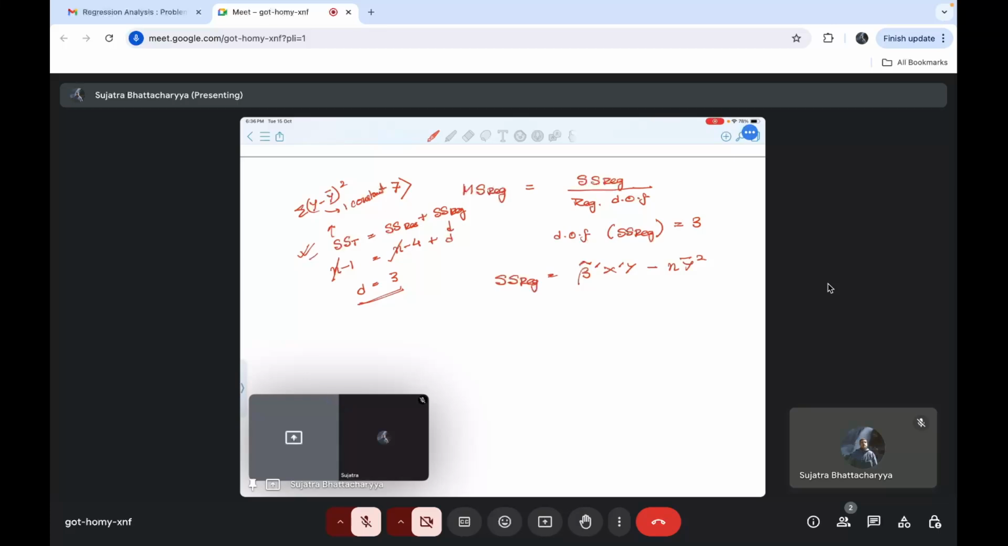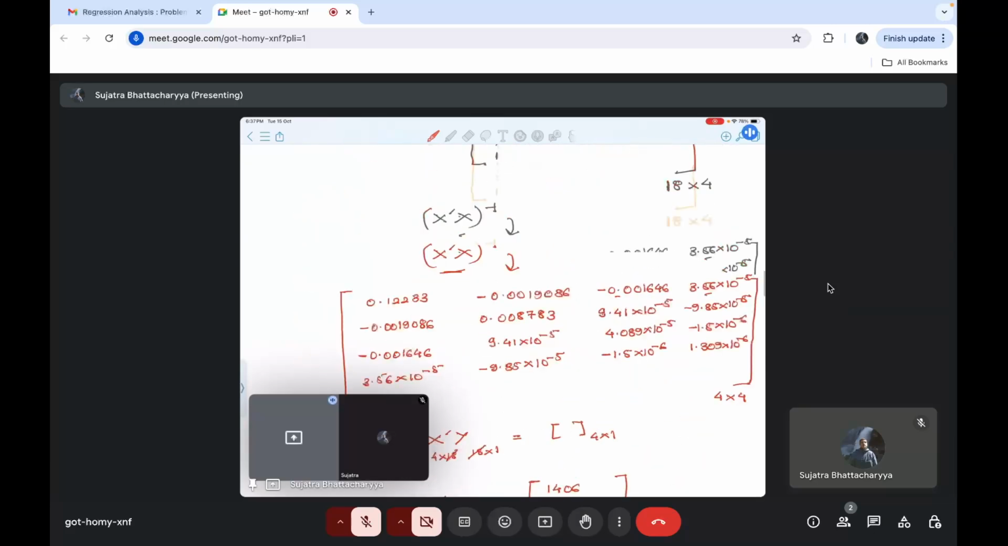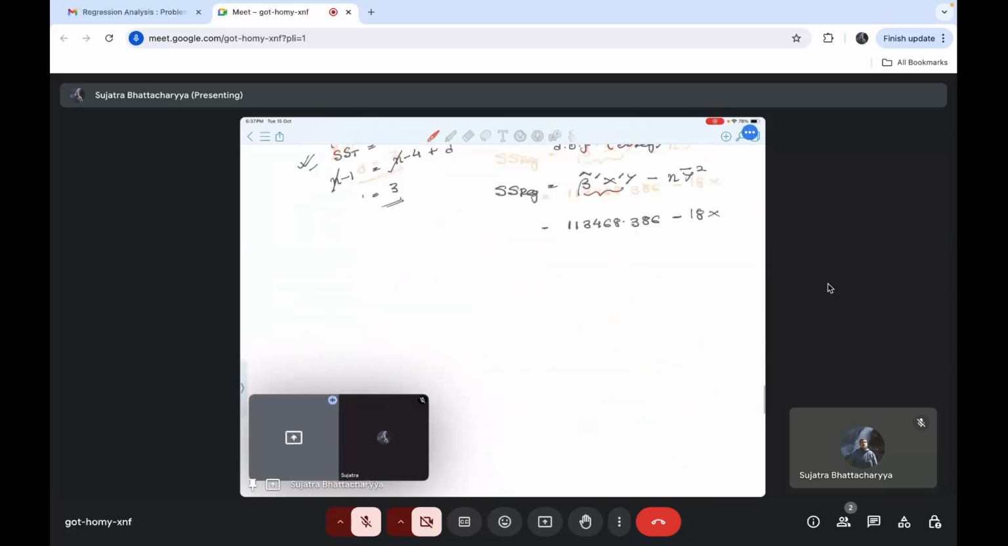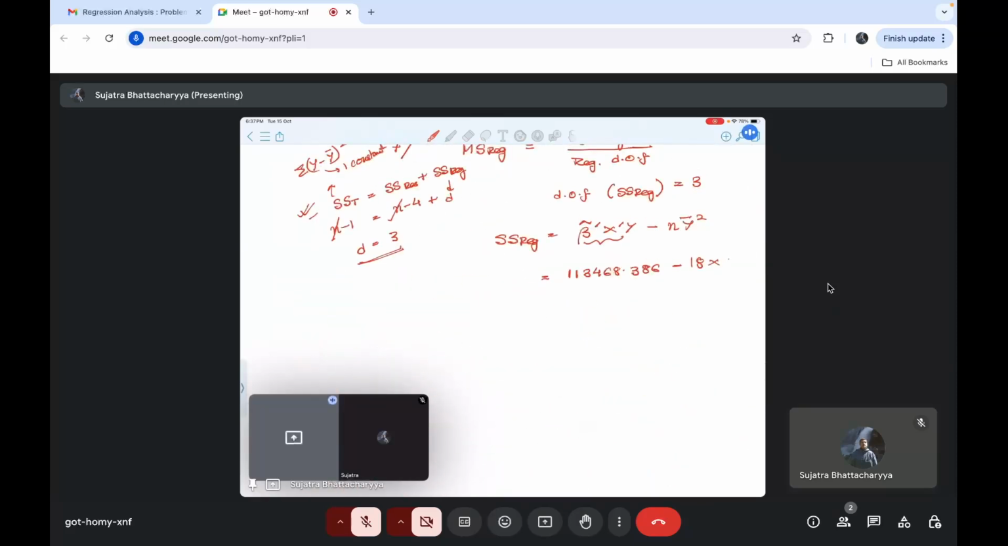So this thing we already have. Can we just write it? 113468.386 minus n, we have 18, and y bar we also have. We have also calculated y bar, that is 78.11. You square it and put it here. If you square it and put it here, it comes out to be 6101 point something 345 something. Once you calculate everything, it comes out to be 3644.16. This is your SS regression.